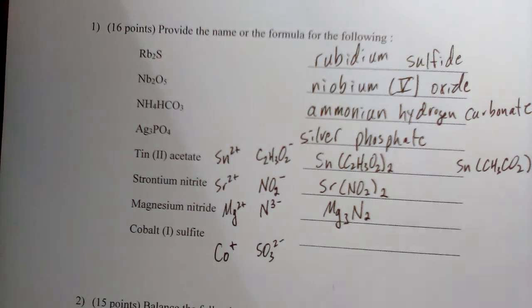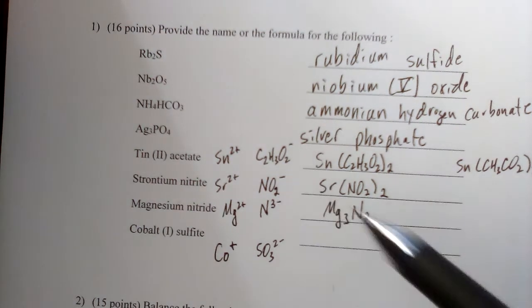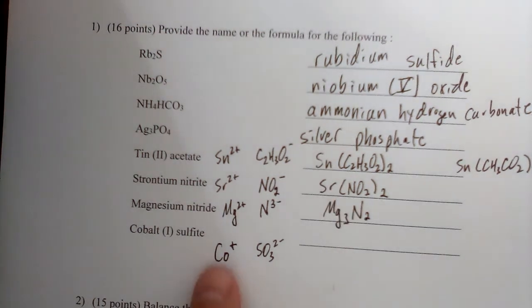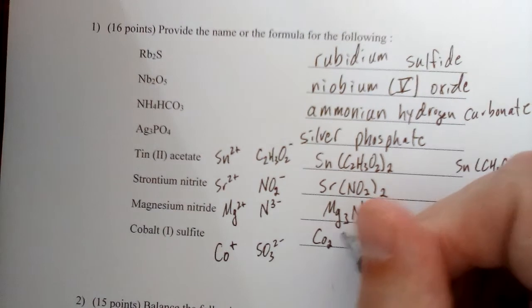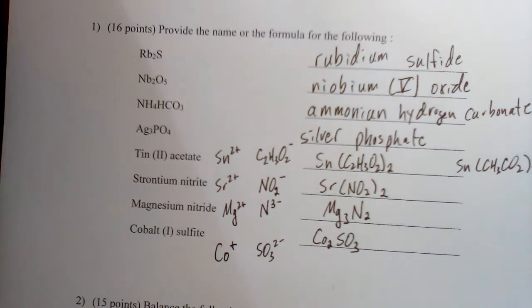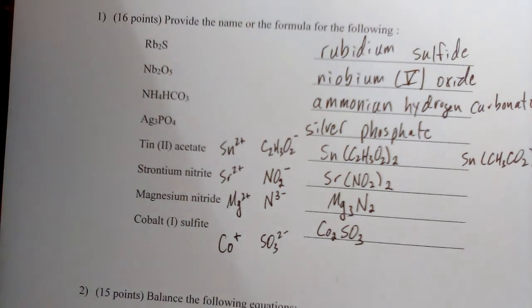So this is a similar ratio as we saw in the first two where we're identifying the formula. It's just reversed. The larger charge now is on the anion. So to compensate, we'll have to have 2 of the cations in our formula. So this would be 2 cobalts and 1 sulfite. Okay, we'll stop there with this video. We'll pick up with question number 2 on the next one.